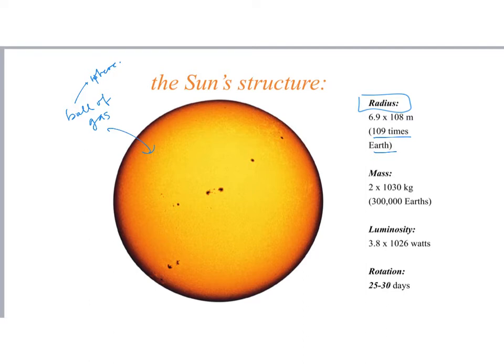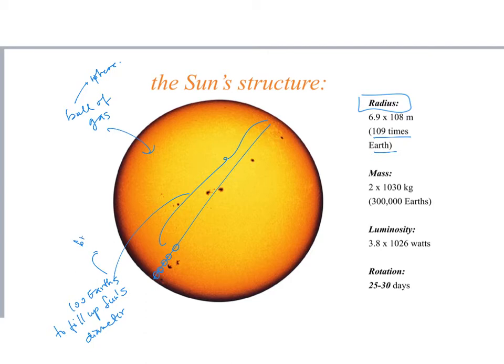the radius of the Earth. So basically, it takes about 100 Earths to fill up the sun's diameter, like beads on a string. Does it make sense? Missed one here, right? So Earths.